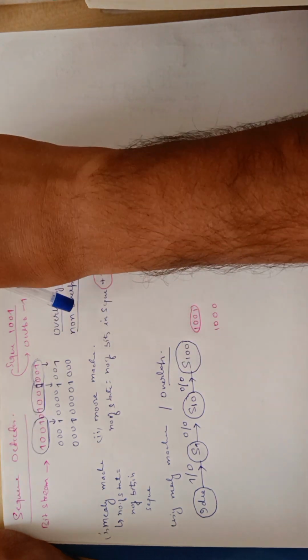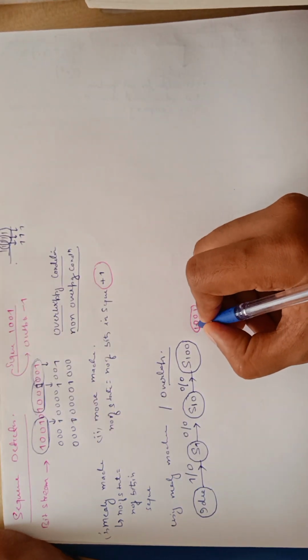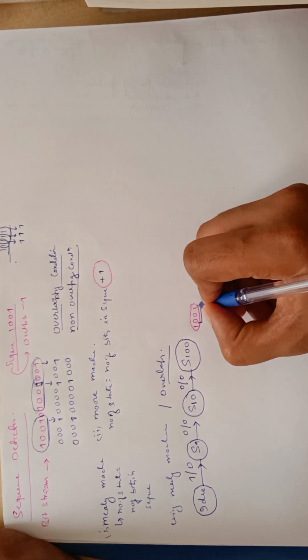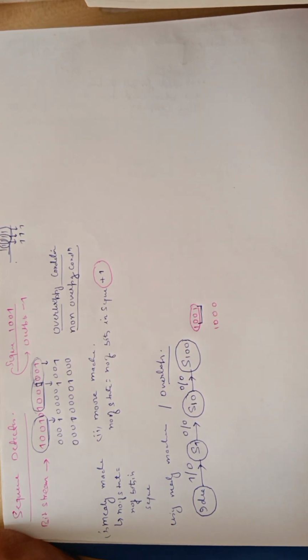So the procedure that you can follow here, the trick you can follow here, is to look for the last 3 bits of the sequence.